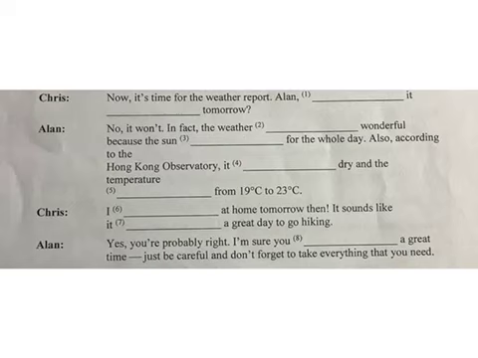Now it's time for the weather report, Ellen. Number 1, dash. It dash tomorrow? No, it won't. In fact, the weather dash number 2. Wonderful, because the sun number 3 dash for the whole day. Also, according to the Hong Kong Observatory, it dash number 4. Dry, and the temperature number 5 dash from 19 degrees Celsius to 23 degrees Celsius.